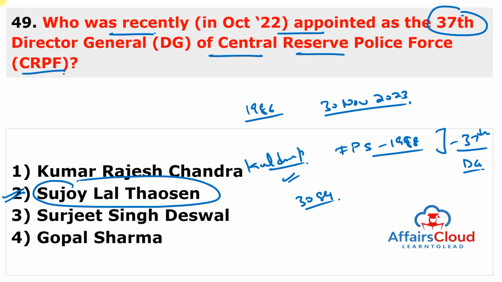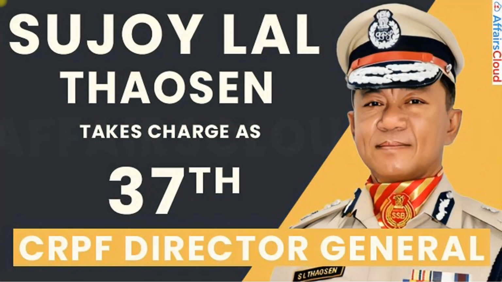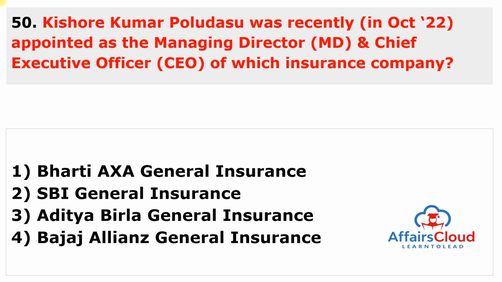And the approval was given by the Appointments Committee of the Cabinet headed by the Prime Minister. Earlier we were discussing, prior to this appointment, Sujay Lal Thaosen was holding charge of the Director General of Sashastra Seema Bal SSB, as well as the additional charge of Indo-Tibetan Border Police. This question we already covered. You can see here the picture of Sujay Lal Thaosen, who takes charge as the 37th Director General of the CRPF.